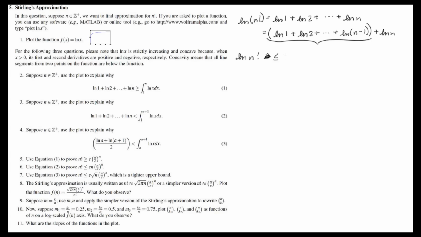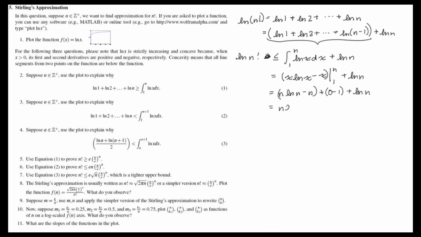this natural log of n factorial, just repeat it here for clarity, is less than or equal to the integral from 1 to n of the natural log of x dx plus the natural log of n. So now we just evaluate this integral, and we get that this will be x natural log x minus x evaluated from 1 to n plus the natural log of n. So this will be n natural log n minus n plus 0 minus 1 plus natural log n. Combining terms, we have n natural log n minus n plus 1 plus natural log n.